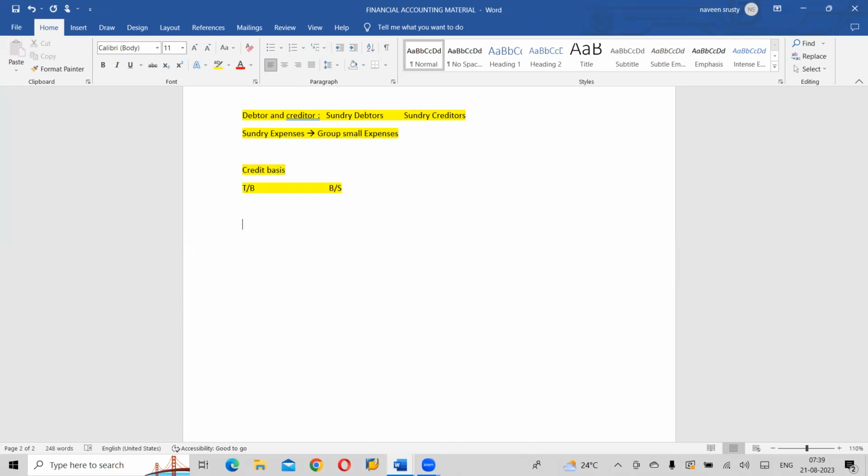Okay. So I'll just give a quick glance. As I said, our accounting cycle, as you said earlier also: journal, what we call ledgers, trial balance, and your statements, nothing but final accounts. This is our accounting cycle.